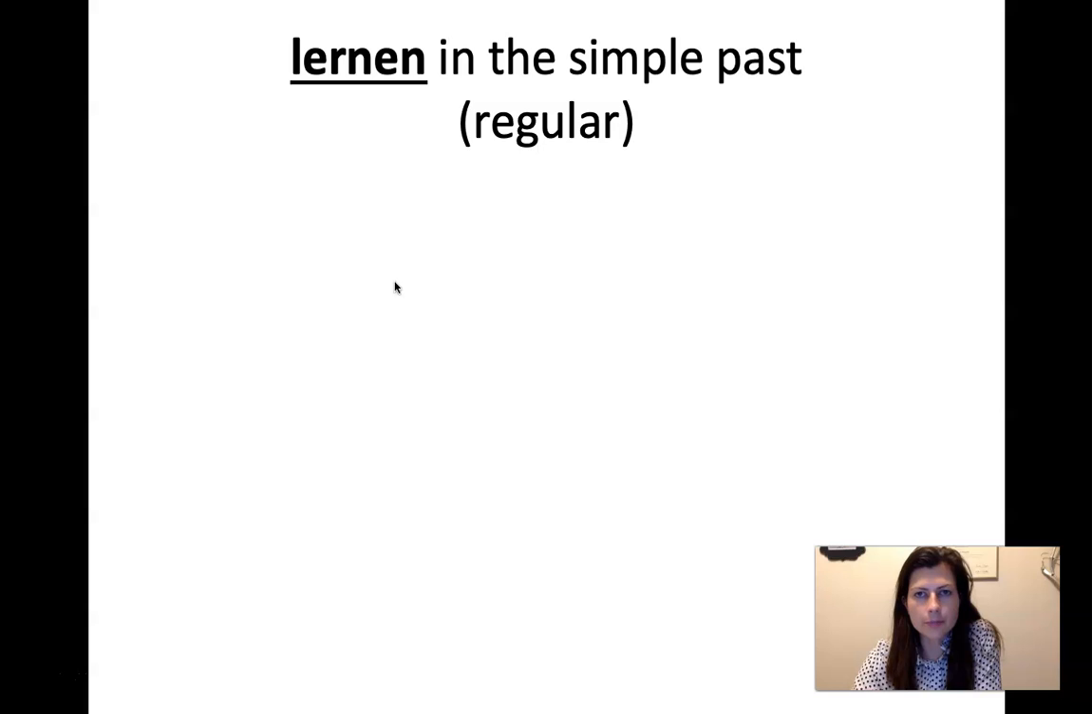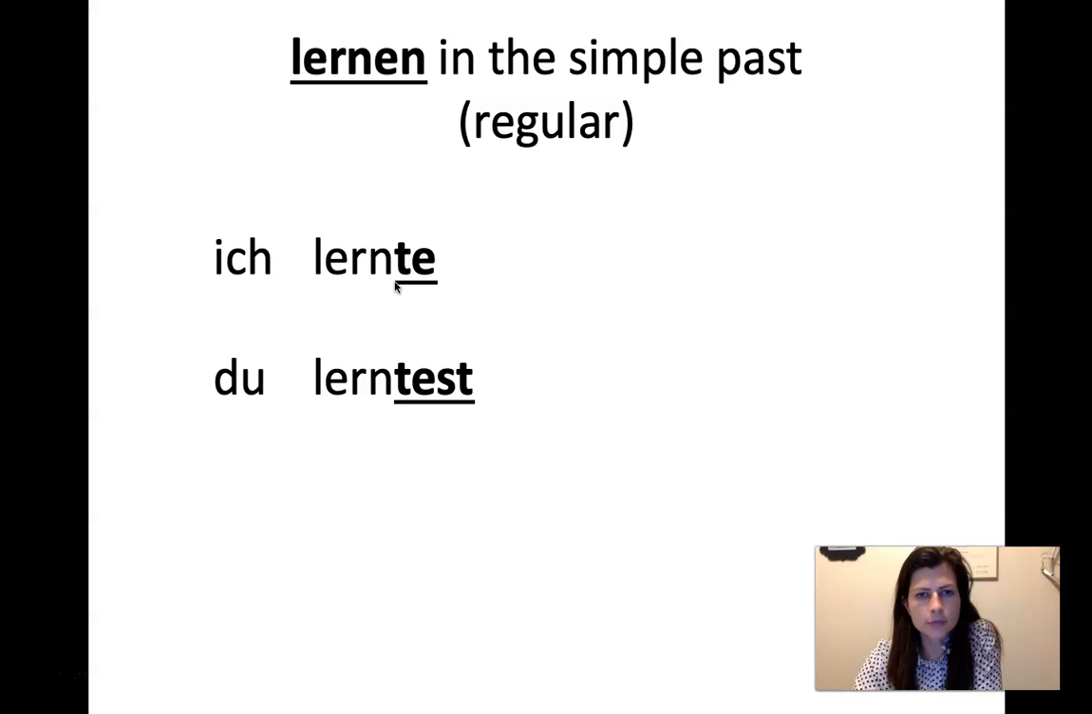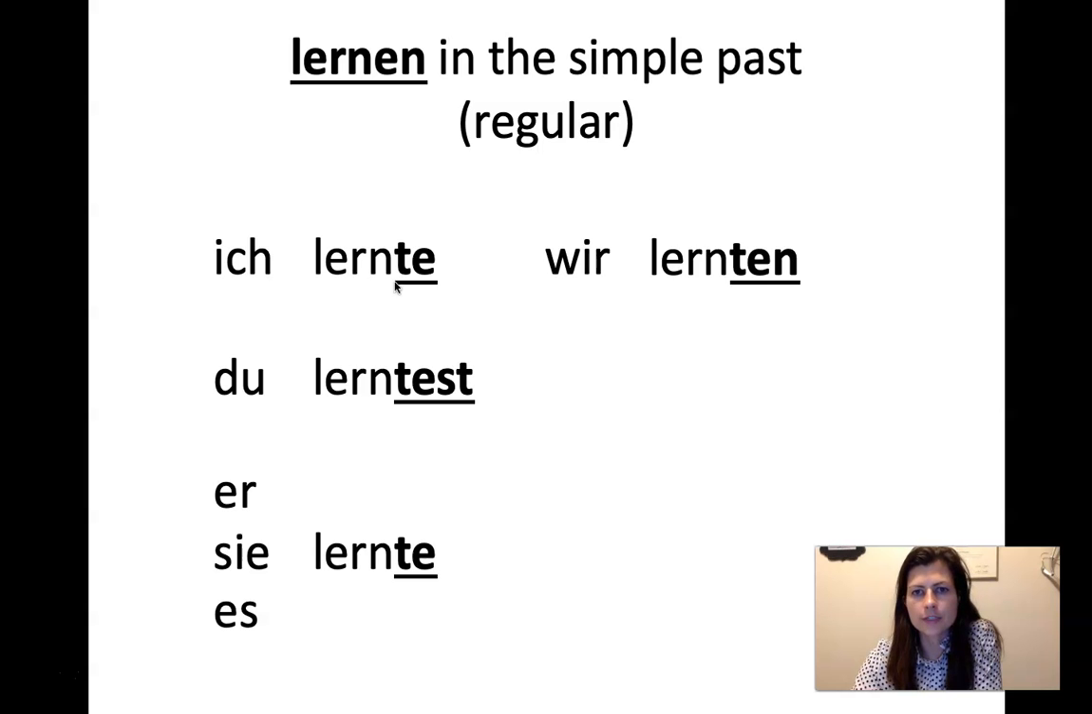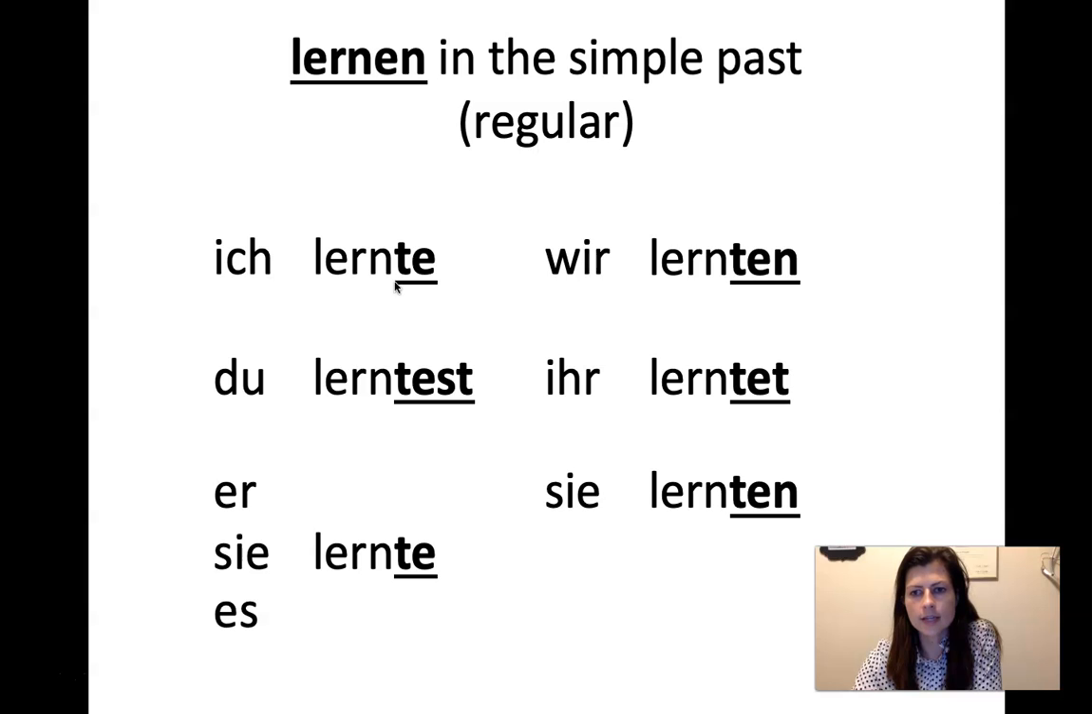Lernen is regular, and it's always regular, and of course in the simple past it's also regular. So, ich lernte, I studied or I learned. Du lerntest, you learned or you studied, with an ed at the end in English. Sie, es lernte. Wir lernten. Ihr lerntet. Sie lernten.